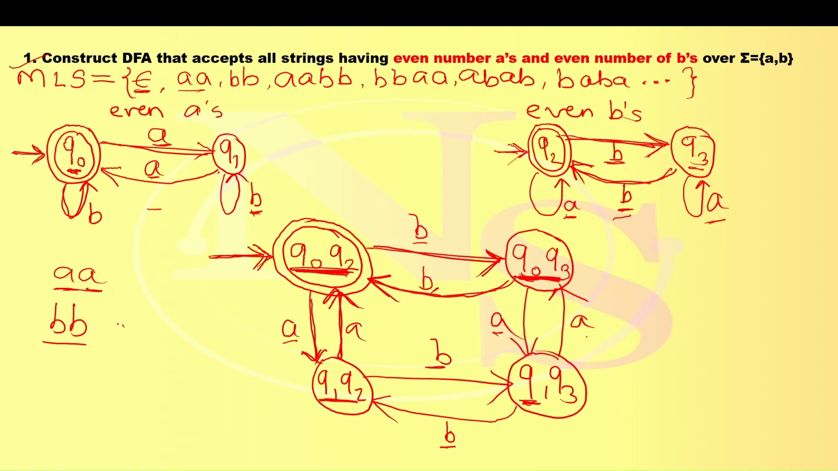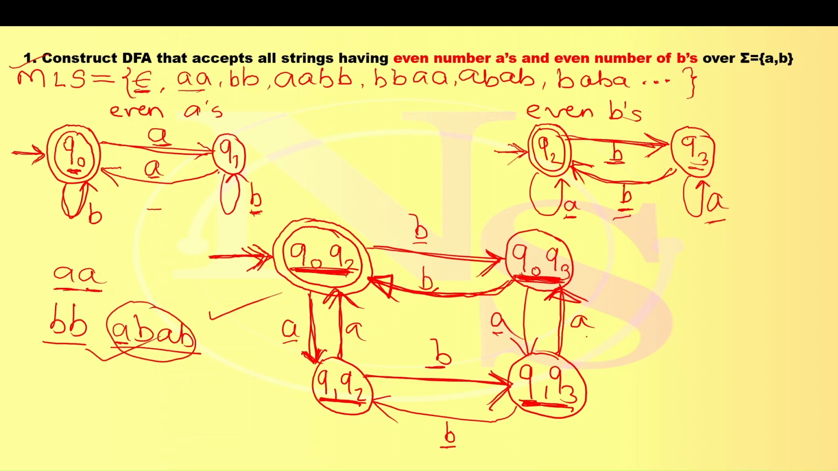If you want to verify for some other typical string like ABAB, you can verify that. First symbol is A. Automata is starting with the state Q0 Q2. Reading the first symbol A, automata in the state Q1 Q2. Second symbol is B. Automata is in the state Q1 Q3. Third symbol is A. Automata is in the state Q0 Q3. Then fourth and last symbol is B. Automata is in the state Q0 Q2, that is final state, hence ABAB is also accepted.